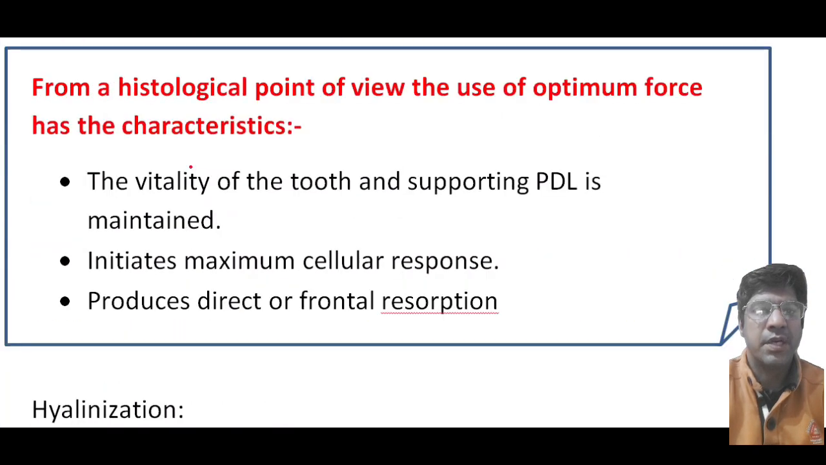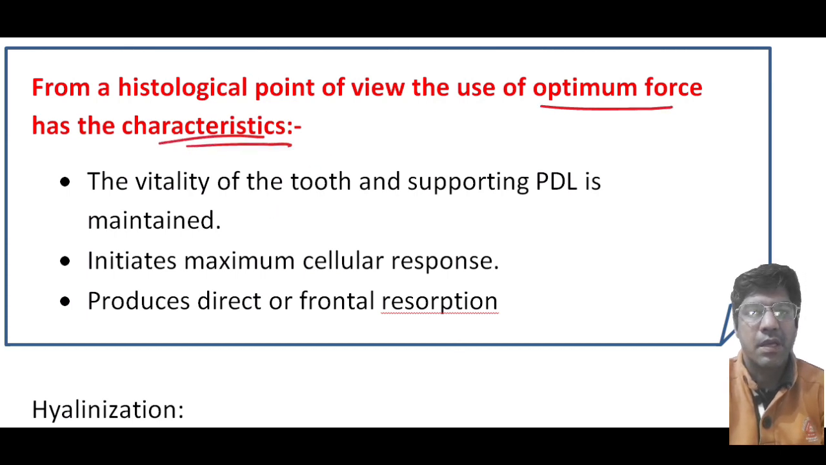And from the histological point of view, the feature of optimal force is vitality. It should help maintain the vitality of the tooth and supporting periodontal ligament. These forces should initiate maximum cellular response in the periodontal tissue. The optimum forces ideally induce the direct or frontal bone resorption that results in the desired tooth movement.